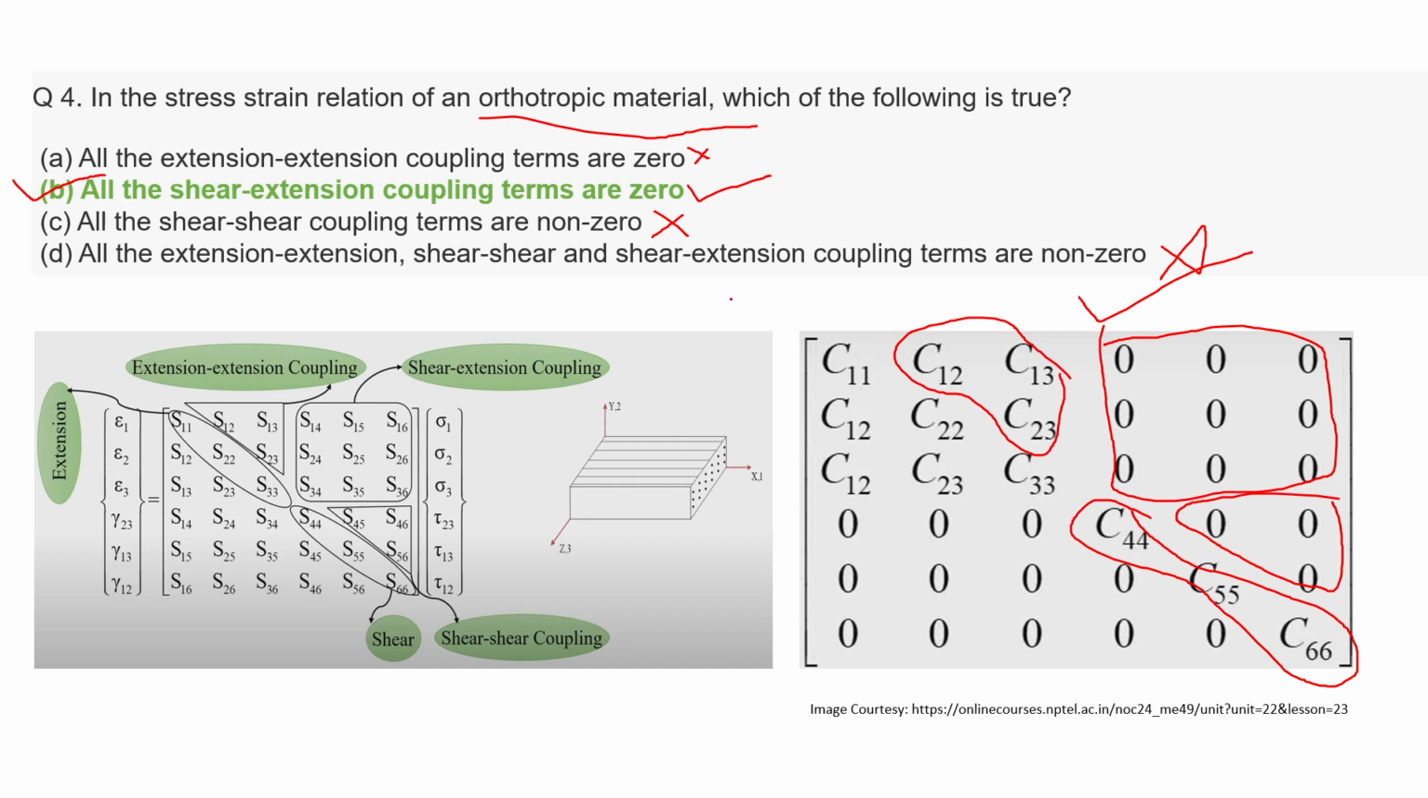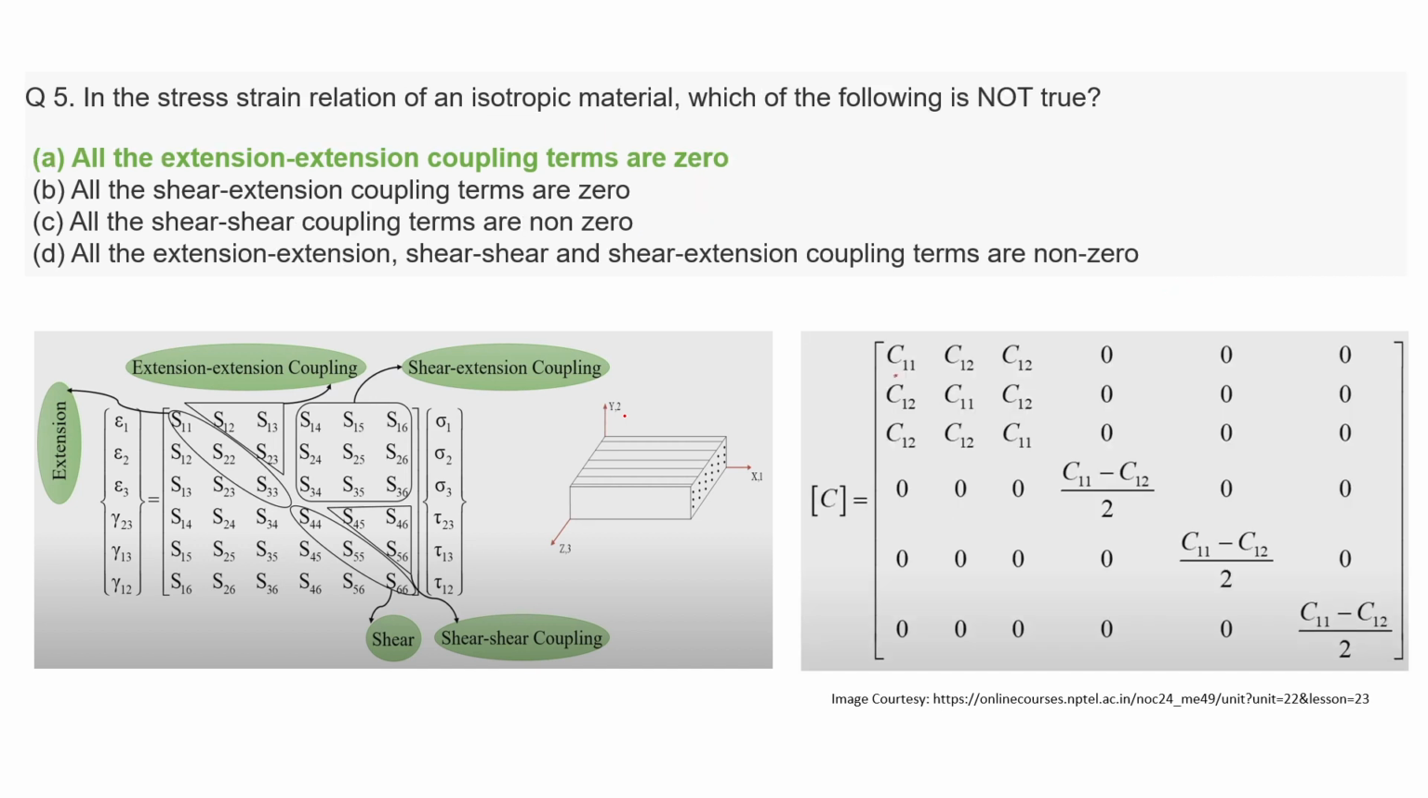So accordingly, you can compare it with this diagram where they show different regions of this matrix, and you can find the answer of these questions. Now this is a similar question where they are talking about an isotropic material, but here we have to find which of the following is not true.